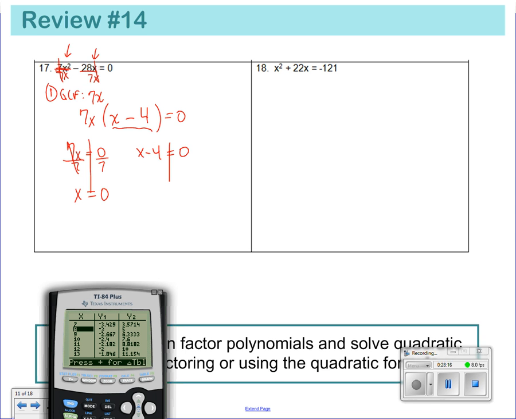To get the x by itself from our other factor of x minus 4, we do the opposite of minus. We're going to add 4. This gives us x equals +4. So our zeros, or our solution, is x is equal to 0 or x is equal to 4.